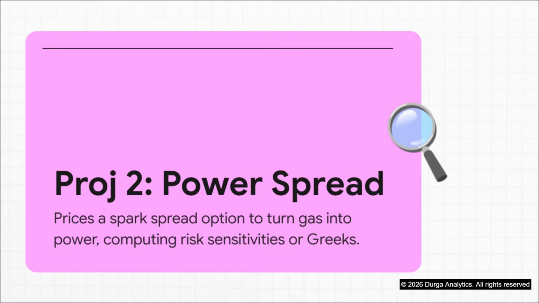Then we have Project 2, Power Spread Option Risk. This engine prices a spark spread option, which is the financial right to basically convert gas into power through a power plant. Gas is your input fuel, power is your output. This option's value relies heavily on the plant's heat rate or efficiency and the intricate correlation between gas and power prices. The output you get is twofold: the fair value, let's say 320K, and the exact risk sensitivities, or Greeks. You might see a delta of plus 0.62 to power and minus 0.55 to gas. Those specific risk metrics are absolutely essential because they dictate exactly how a trader needs to hedge their book.